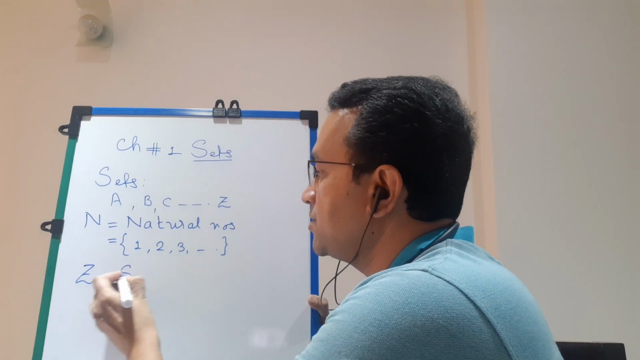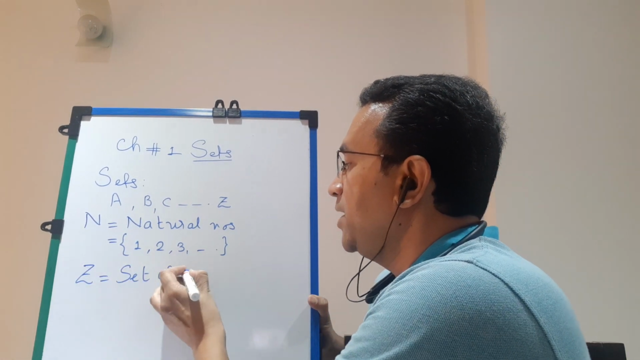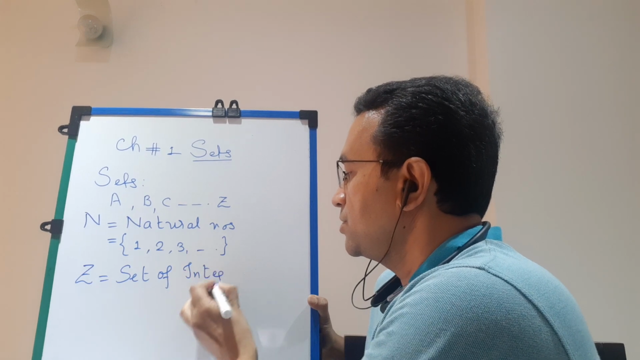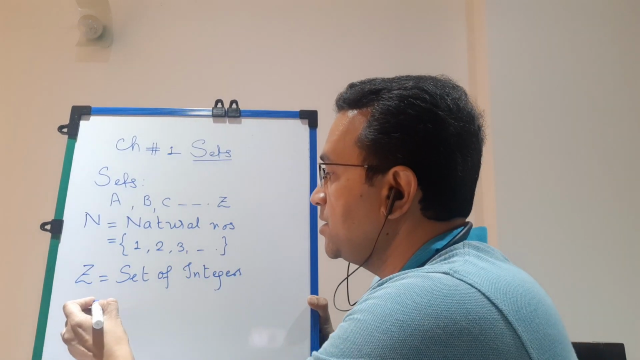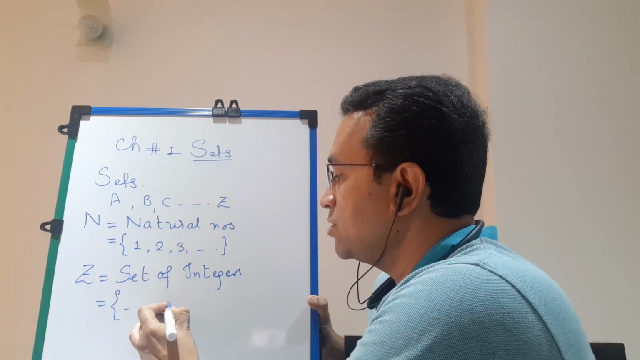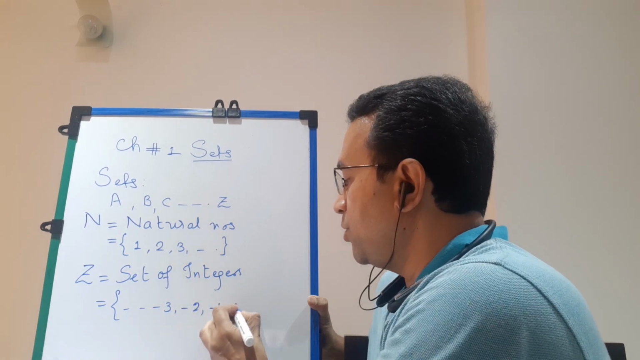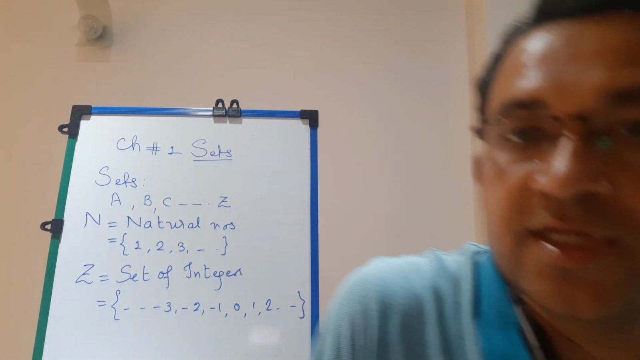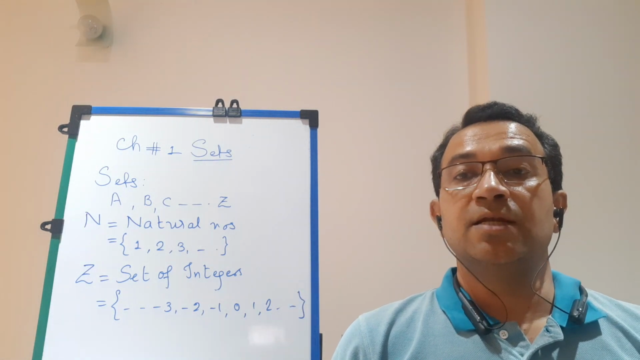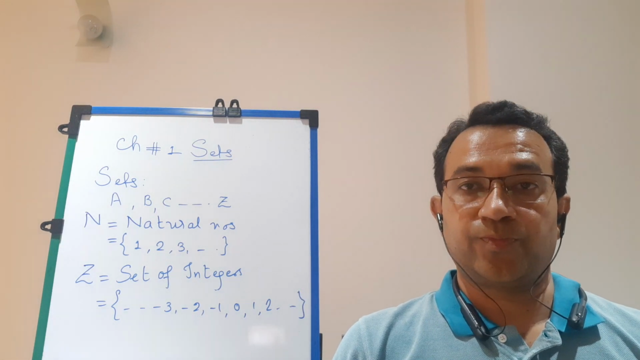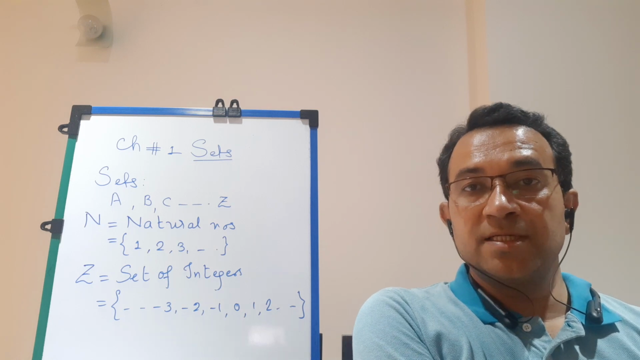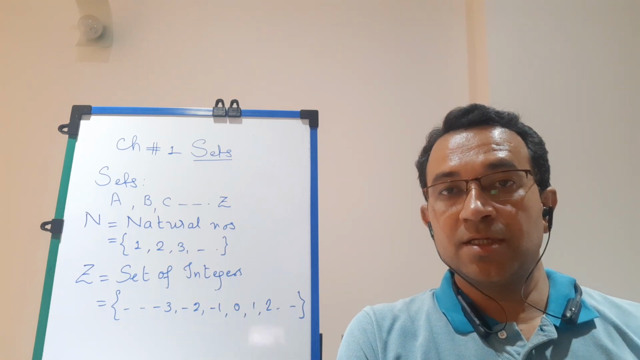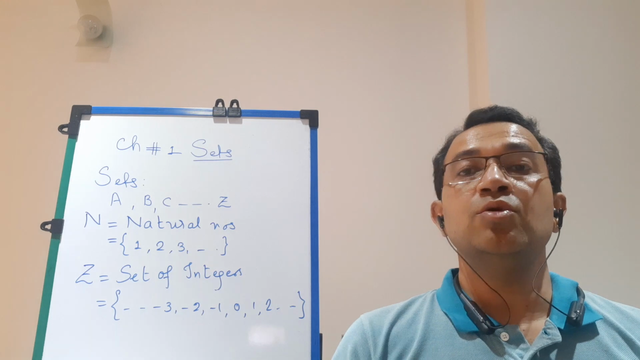Z is set of integers. Now students, integers can be negative also, and positive also. Integers are positive, negative, and even the integral value can be 0. So from minus infinity to minus 1, 0, and 1 to infinity.